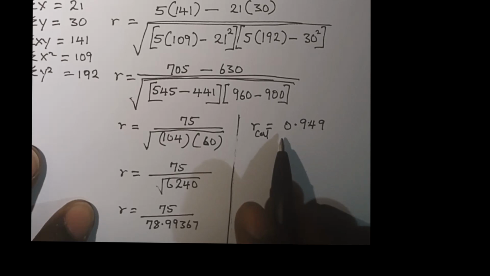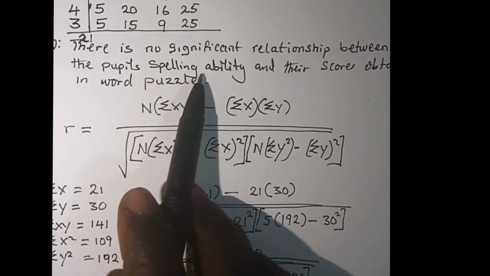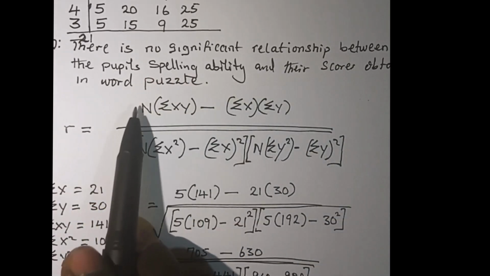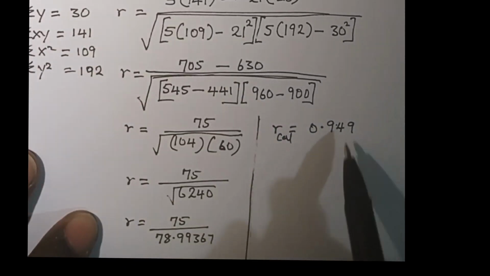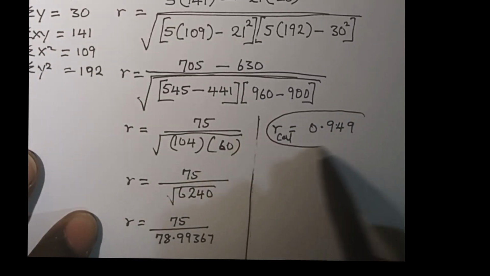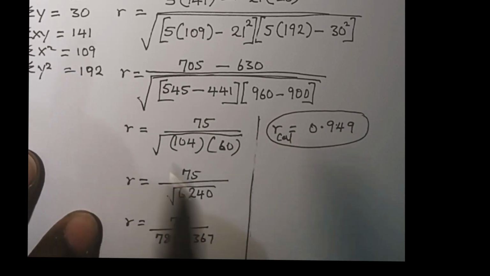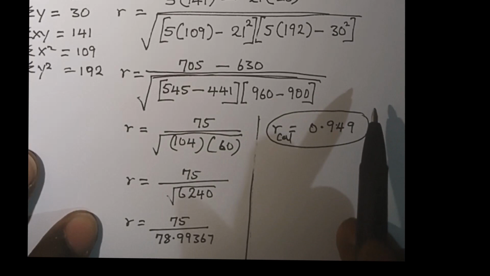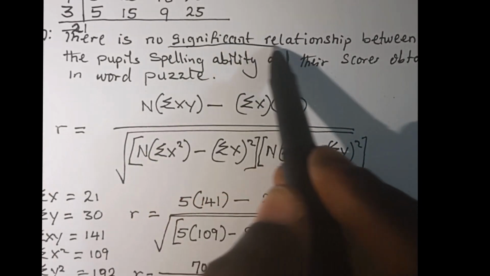So having seen this, it means that our correlation coefficient is positive. Hence, the increase in the pupil's ability in spelling will lead to an increase in obtaining more scores in the word puzzle. This is what this r calculated means. Since it is positive, an increase in one variable leads to an increase in the other variable. However, we need to check for the significance of the relationship.